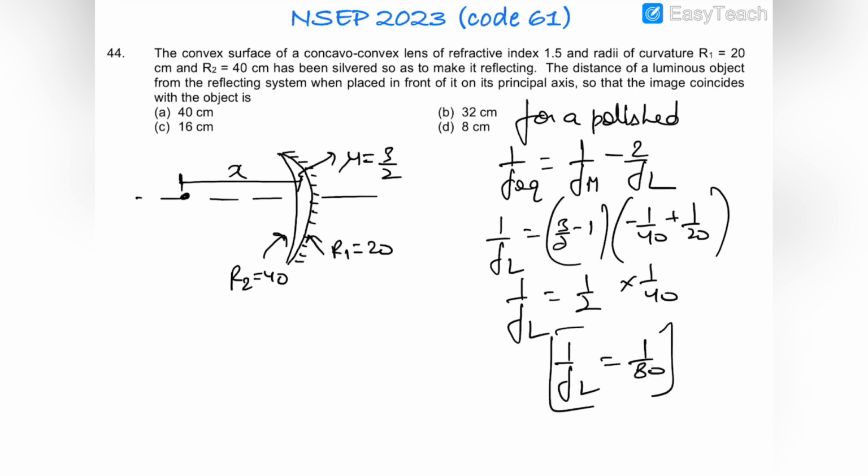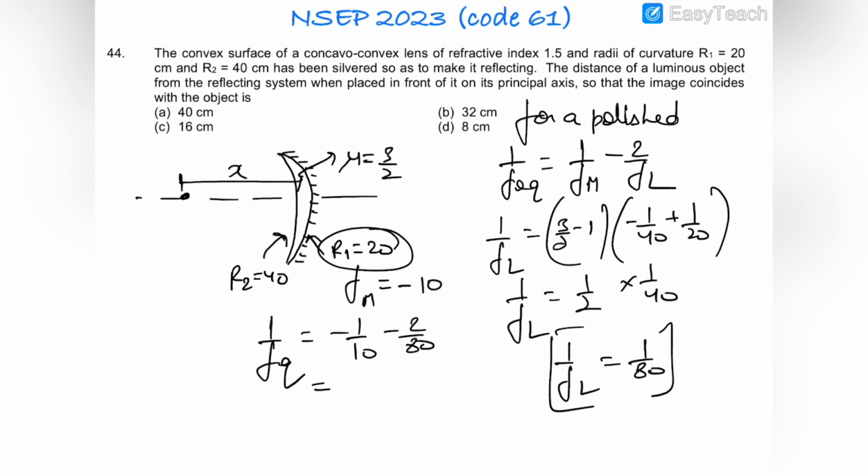And this mirror, the mirror which is formed due to polishing the convex surface, is a concave mirror, and hence the focal length of this concave mirror is minus of r by 2, which is 10. So we can say that 1 upon f equivalent will be equal to minus 1 upon 10 minus 2 upon 80. So this is minus 1 upon 10 minus 1 upon 40. So this f equivalent will be equal to minus 8.